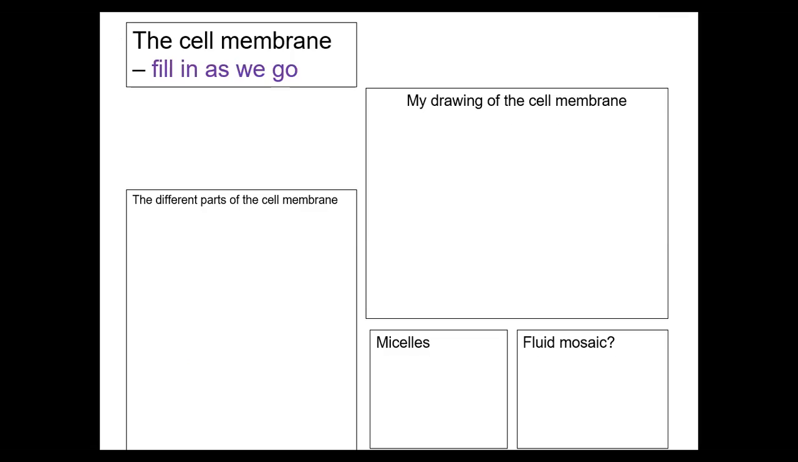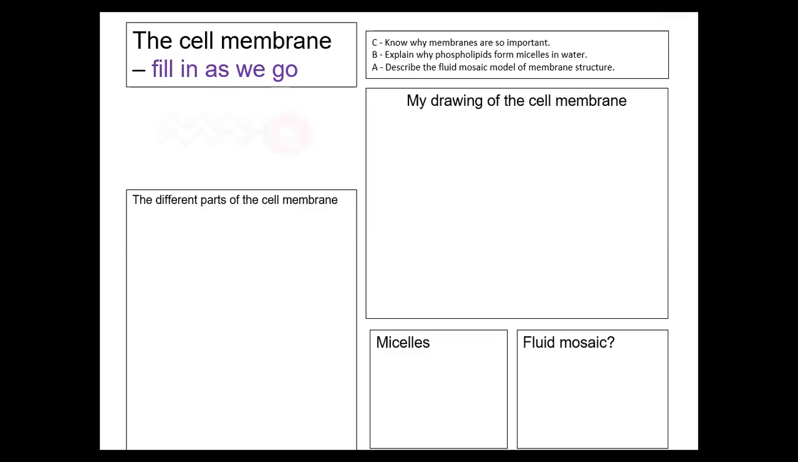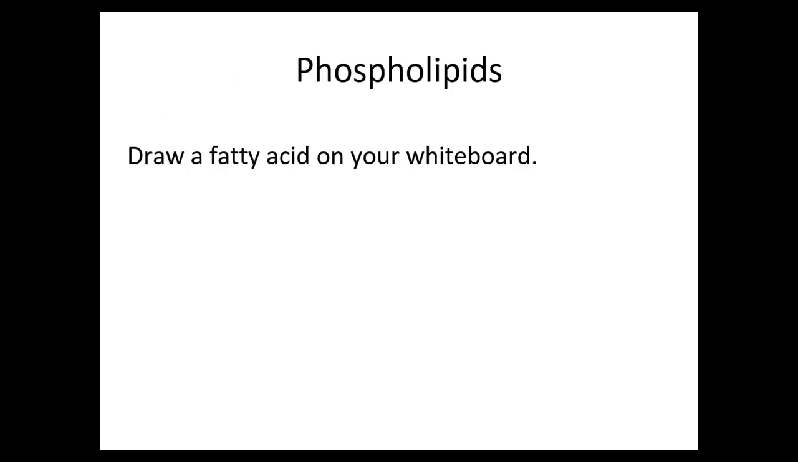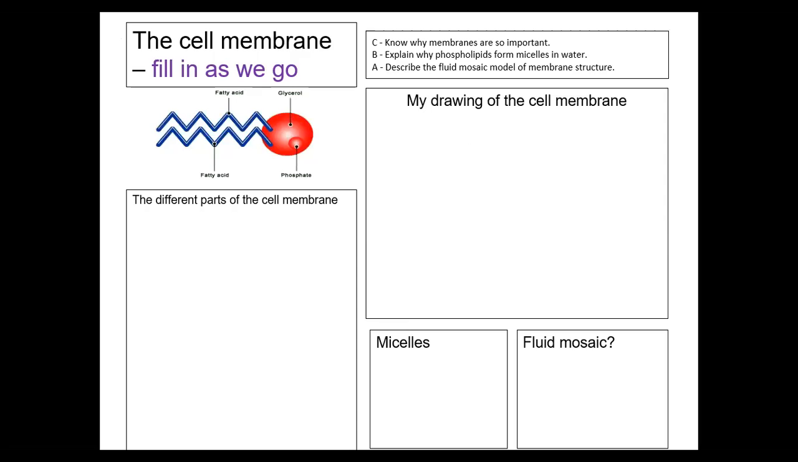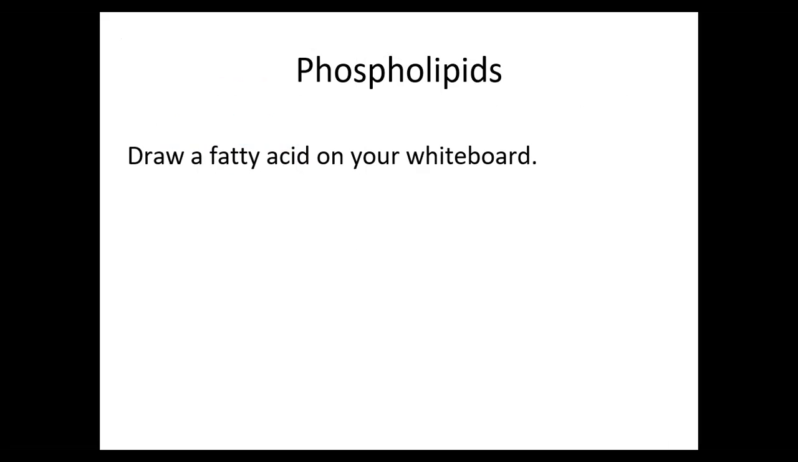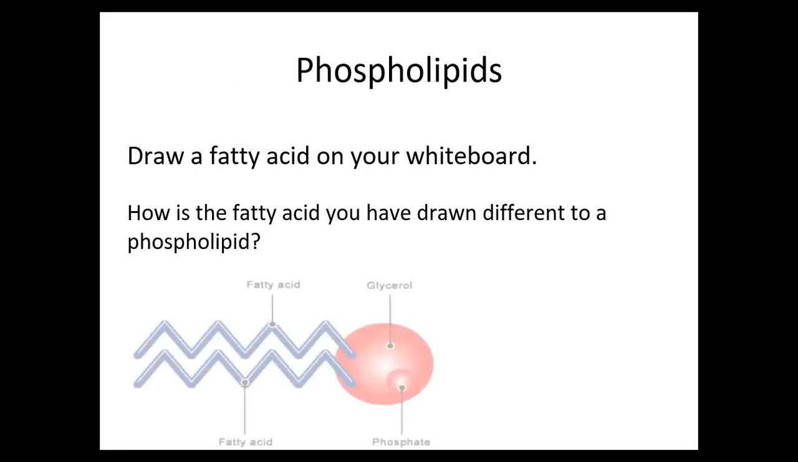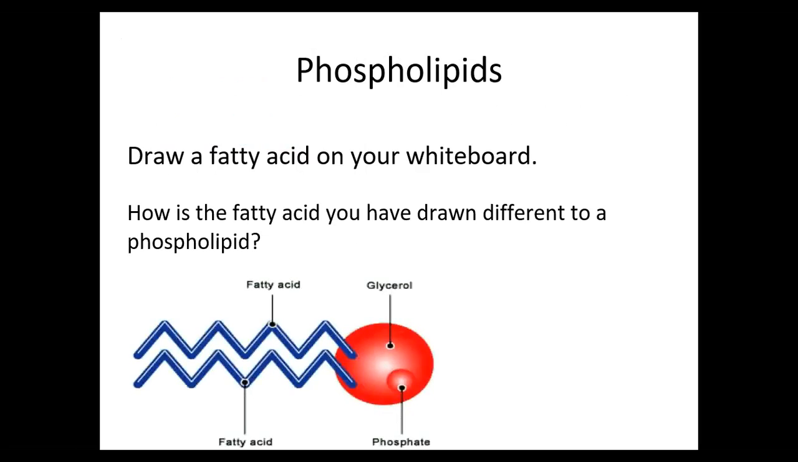So I'm going to look at different parts of the cell membrane. The cell membrane is made up of phospholipids. If you want, at some point you could screenshot this page and fill it in as you go. We're going to look at the different parts of the cell membrane, and then micelles and the fluid mosaic model. So, phospholipids. We've talked about phospholipids before, and we've talked about fatty acids.